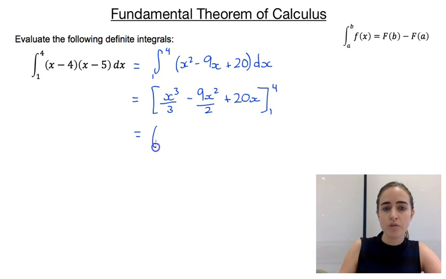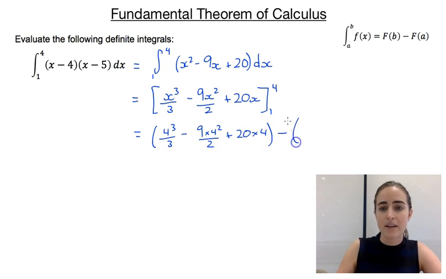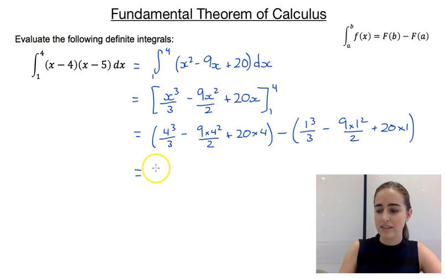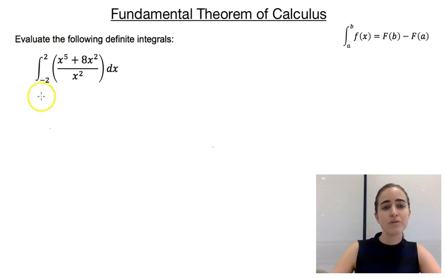So now substituting in the 4, we'd have 4 cubed over 3 minus 9 times 4 squared over 2 plus 20 times 4. And we're going to minus, and we'll substitute the 1 in everywhere. So 1 cubed over 3 minus 9 times 1 squared over 2 plus 20 times 1. And if you pop all of that in your calculator, just being really careful to get all your fractions and all your powers on the right things, we would end up with 27 over 2, or you could write it as 13.5.